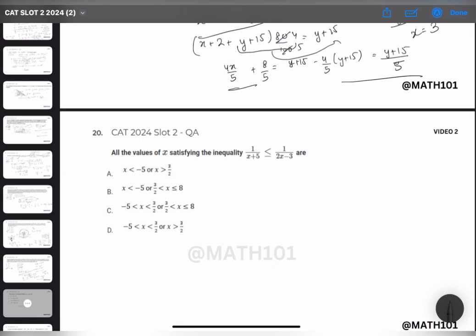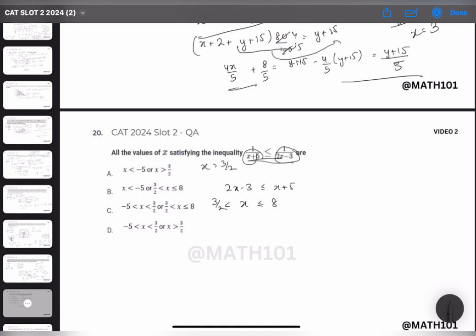So first we assume this and this are both positive. So we can simply cross multiply to get 2x minus 3 is less than equals to x plus 5. Given that x is greater than 3 by 2, so we get x is less than equals to 8 and x greater than 3 by 2. Otherwise, obviously x cannot be from minus 5 to 3 by 2 because then this will be positive and this will be negative. So this inequality won't hold.